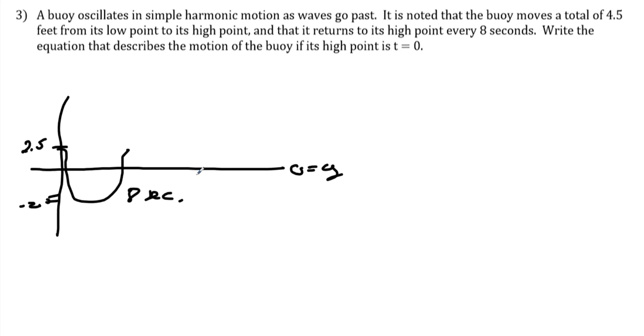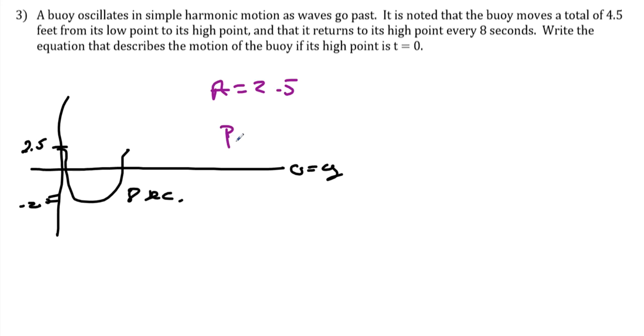So first of all, we know our equilibrium is 0, so our D is going to be 0. That's going to be pretty easy to do. But we need to find the amplitude. What is the amplitude? Well, we're 2.5 above our equilibrium. You can still do high minus low divided by 2, and you're going to get 2.5.